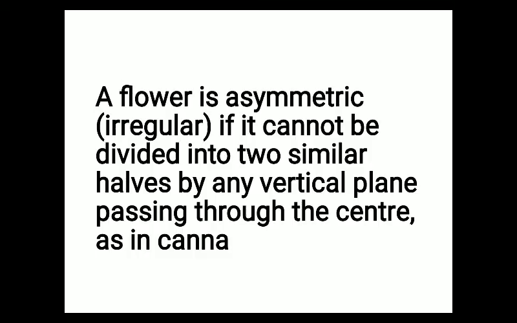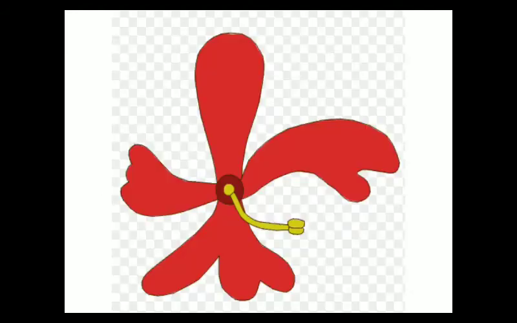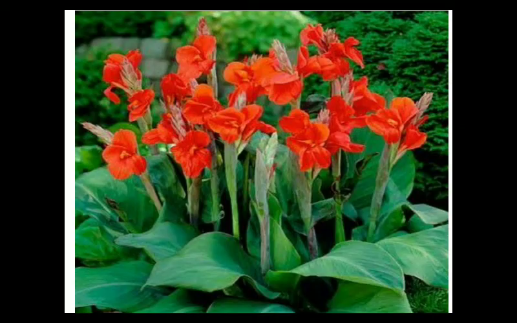Another type of flower on the basis of symmetry is the irregular flower. A flower is asymmetric or irregular if it cannot be divided into two similar halves by any vertical plane passing through the center, as in canna. So asymmetrical flowers are those which cannot be divided into two equal halves. Whichever plane we cut through, there is no plane by which we can divide the flower into two equal halves. An example is canna. This is the diagram of the canna flower.